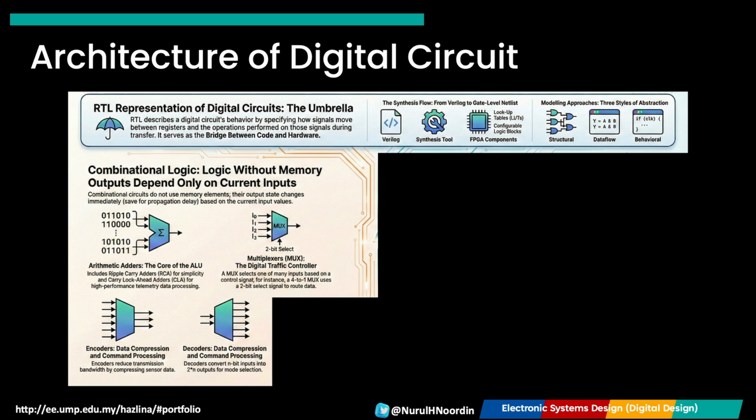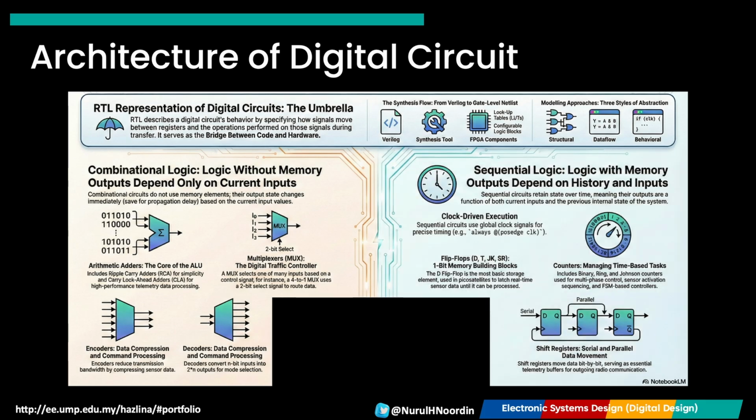But what happens when our system needs to remember something? That is where sequential circuits come in. Unlike combinational logic, sequential circuits retain their state. Their outputs depend on past history and are perfectly synchronized by a clock signal. The most basic 1-bit memory elements are flip-flops, like the D, T, JK, and SR types.